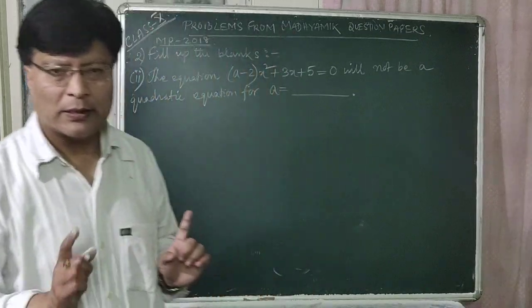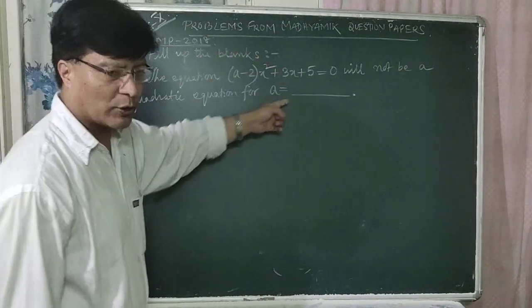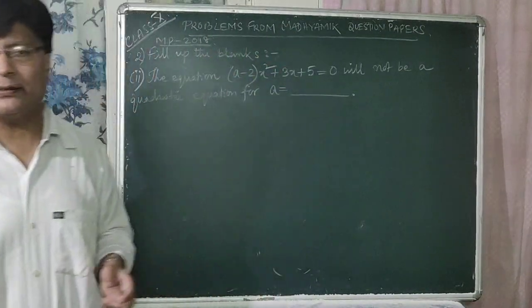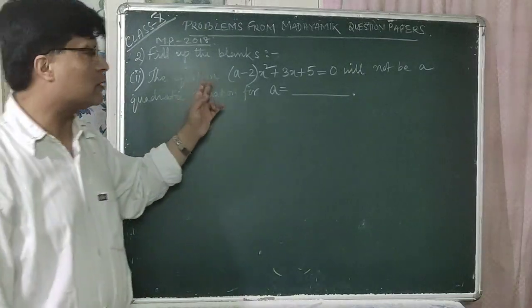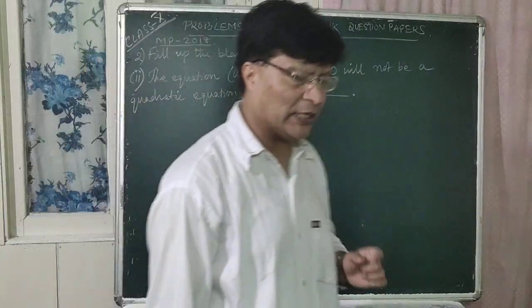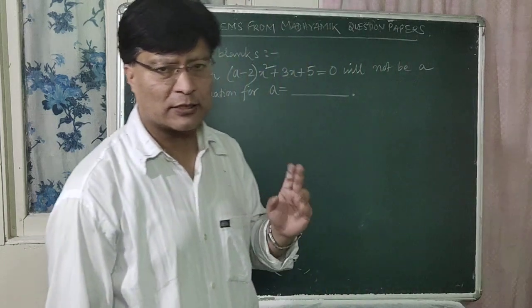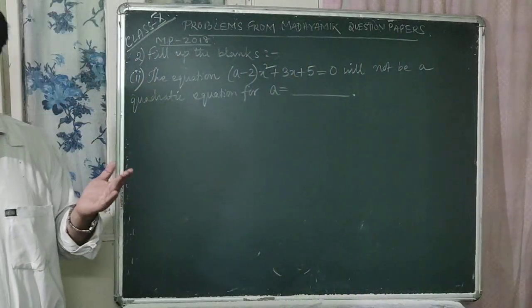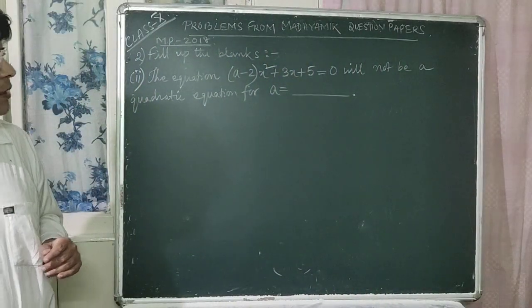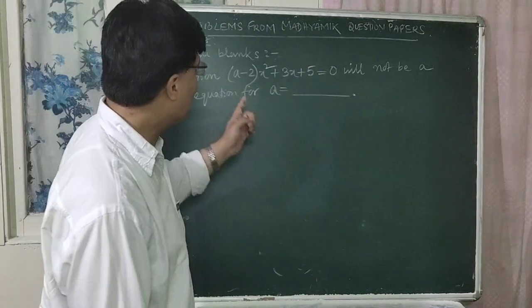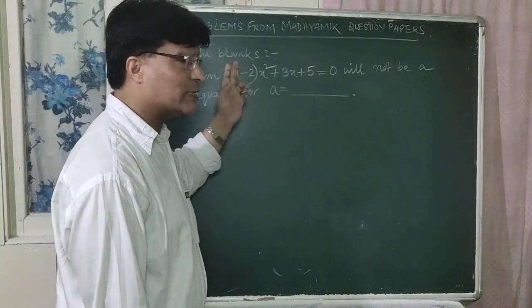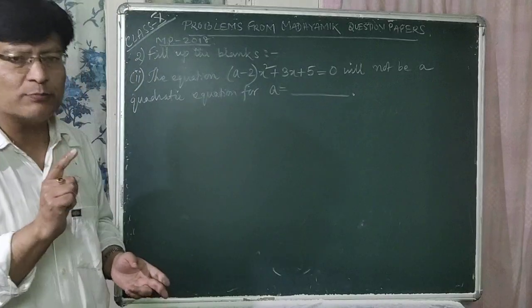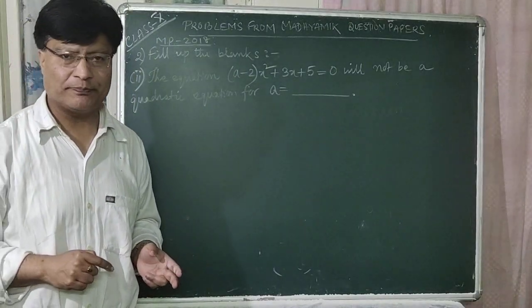Right? Here the question, it is a quadratic equation because there is x square. Because there is a term containing x square. If an equation contains the term x square, then that is a quadratic equation. But you have to get the value for a for which this quadratic equation will not be a quadratic equation.